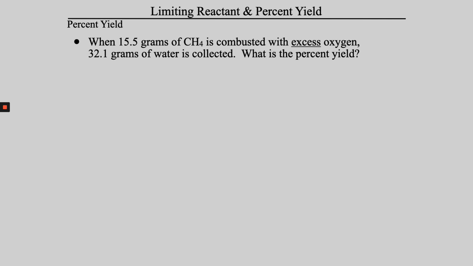Is 32.1 grams really good? Or did we lose half of the water we created? That is the question that percent yield allows us to answer. We know how much went in, we know how much came out. The question is, how much did we lose? And it's actually how much did we collect compared to what we should have. That's percent yield.